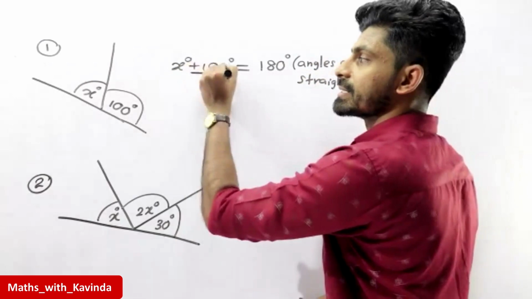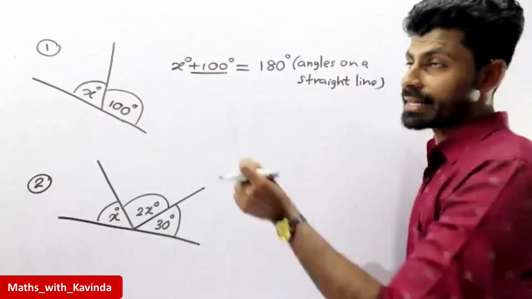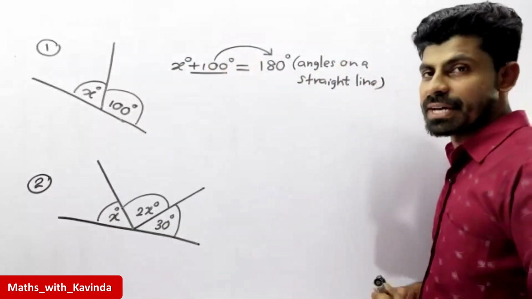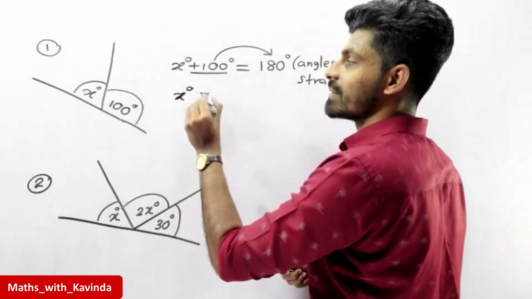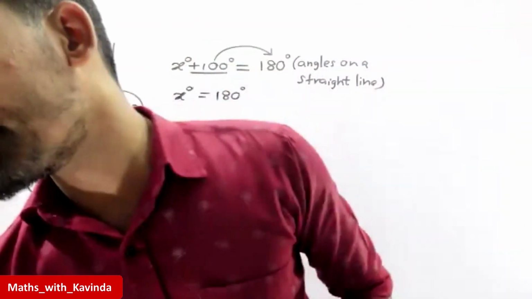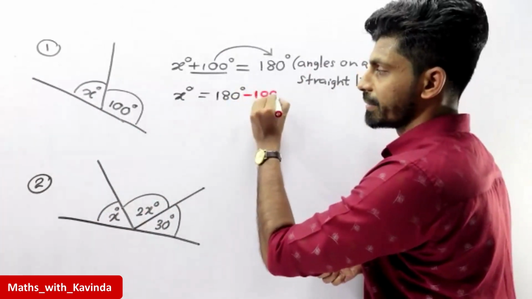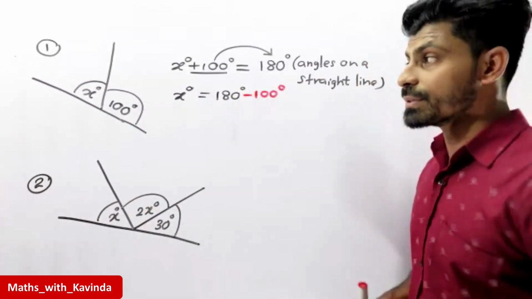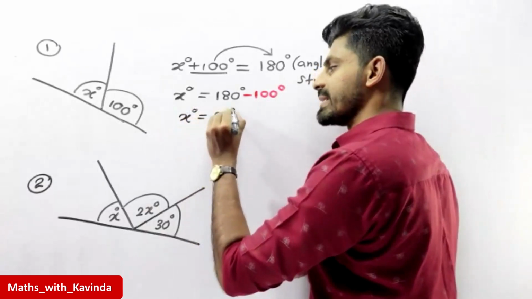Then plus 100. Now you are in grade 9, no? Plus 100 moving to the other side changes to minus 100. So x equals 180 minus 100. x equals 80.